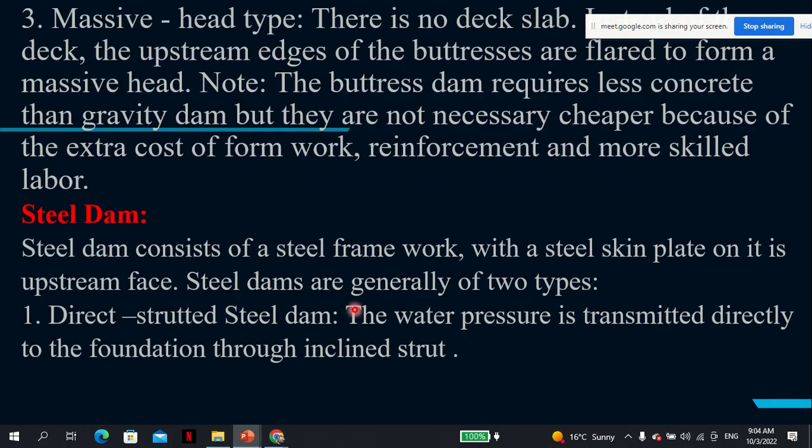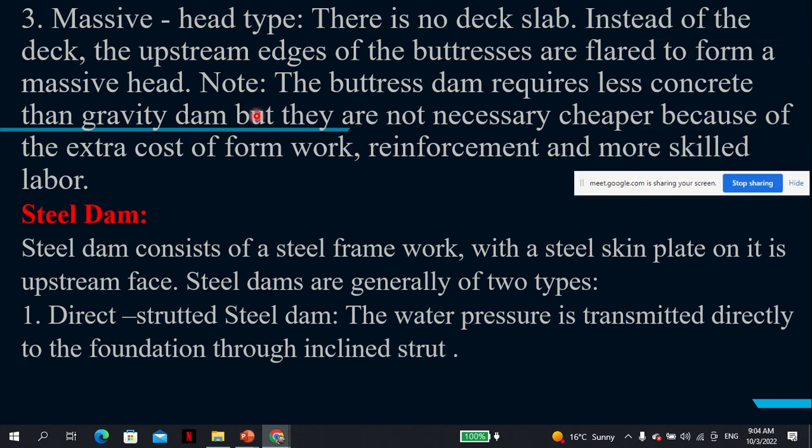Then the massive head type. There is no deck slab here. Instead of the deck, the upstream edges of the buttress are flared to form massive head. Note the buttress dam requires less concrete than gravity, but they are not necessarily cheaper because of the extra cost of the formwork, reinforcement and more skilled labor.